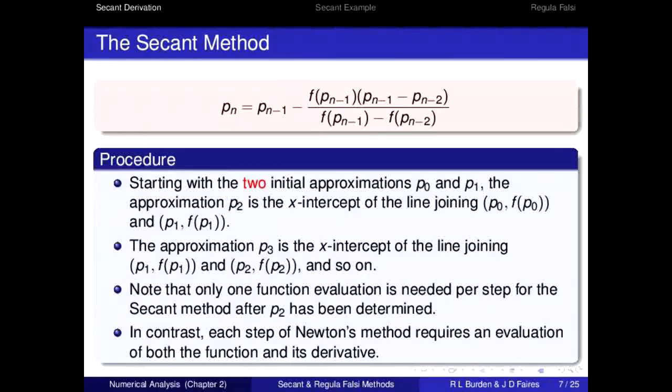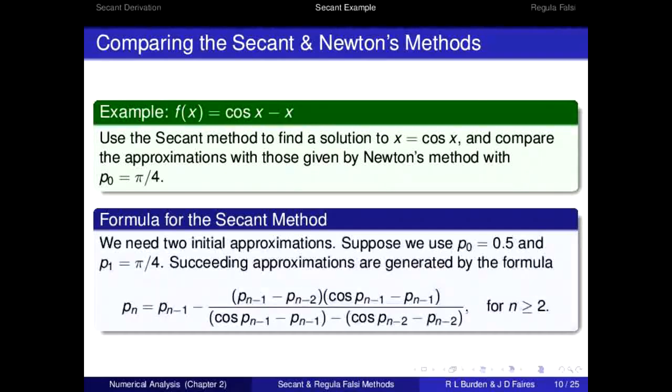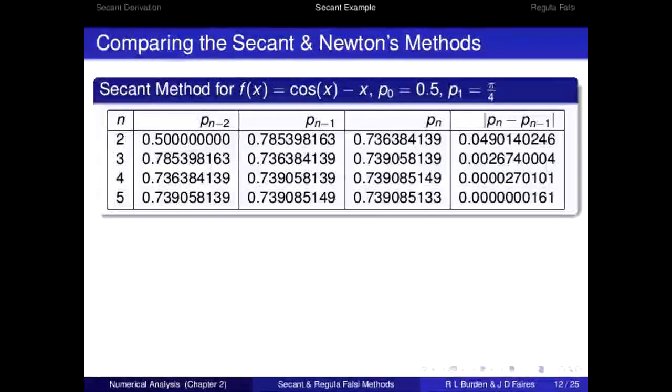Here is the example. It is a combination of a transcendental function and a polynomial: x is polynomial and cos of x is transcendental. So f of x is equal to cos of x minus x, and the initial approximations are given, found by Newton's method. P0 is 0.5 and P1 is pi by 4, so pi by 4 is 180 by 4, that is 45 degrees. We start with these two initial approximations to find P2.